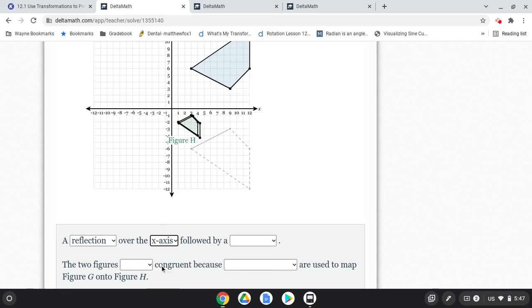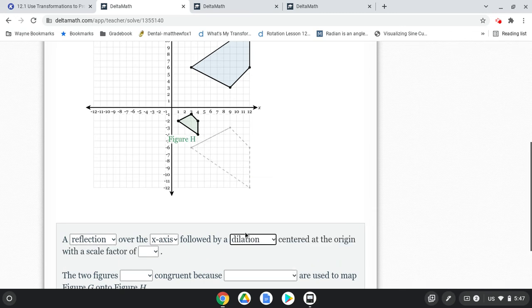So once again, you're going to have to brush up, think back, brush those cobwebs off from last semester. It reflects over the x-axis, and then it's followed by a dilation. It gets smaller with a scale factor. Let's think about the scale factor. Now, to find the scale factor, the easiest way is to find either a horizontal or vertical side because you can count.